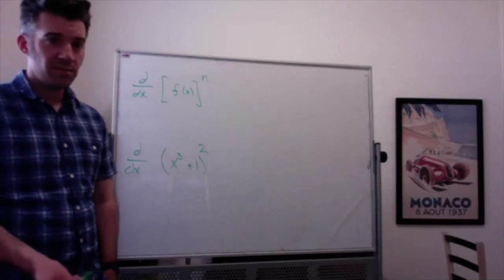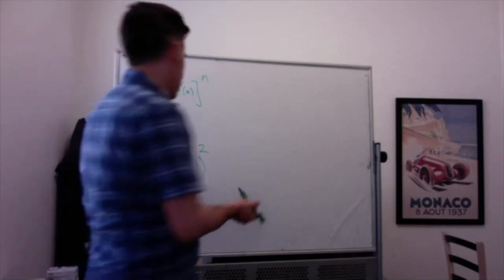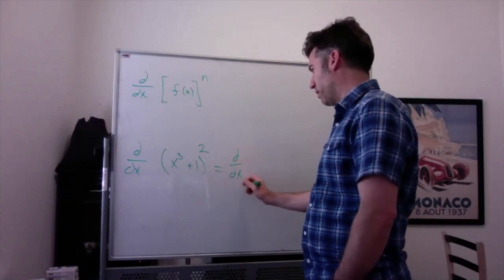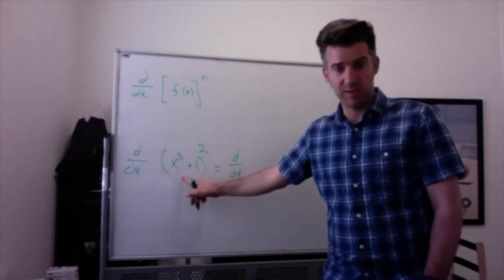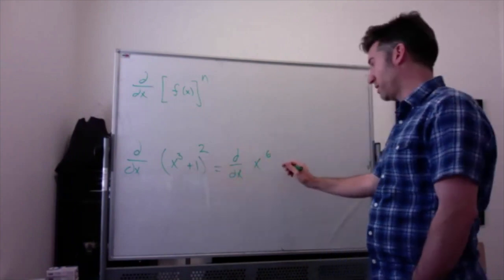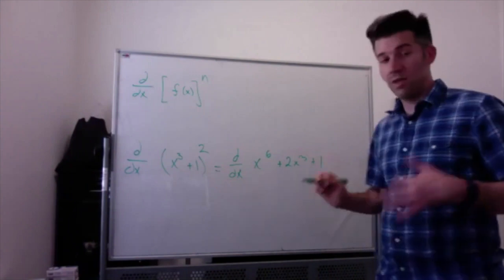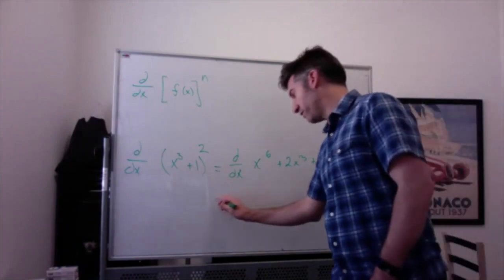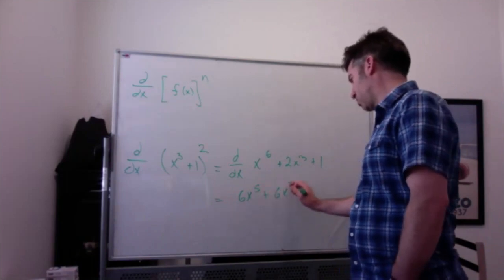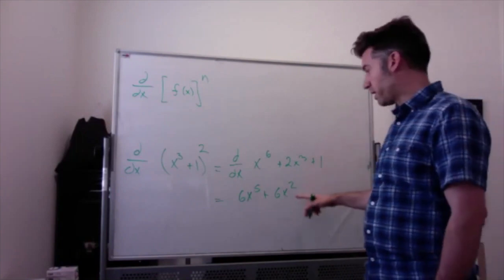Now, here's what I'm going to do. I'm going to multiply it out because I made the power small enough that I can multiply it out, right? Hopefully, we're all cool with how to multiply out x cubed plus 1. This is the derivative of x cubed plus 1 times x cubed plus 1, which is x to the 6th plus 1x cubed plus 1x cubed is 2x cubed. And 1 times 1 is 1. And now let's take the derivative. The derivative is going to be 6x to the 5th plus 6x squared plus 0, which I'm not going to write. What can I factor out?